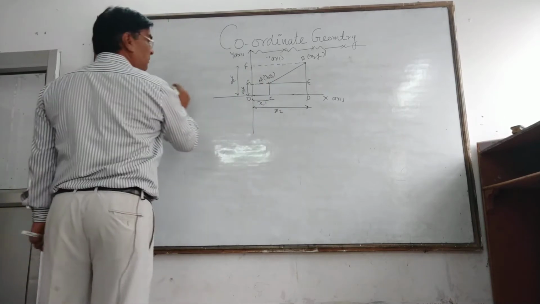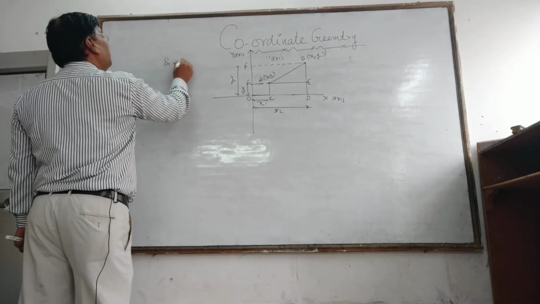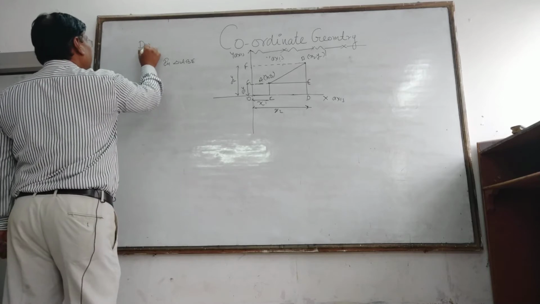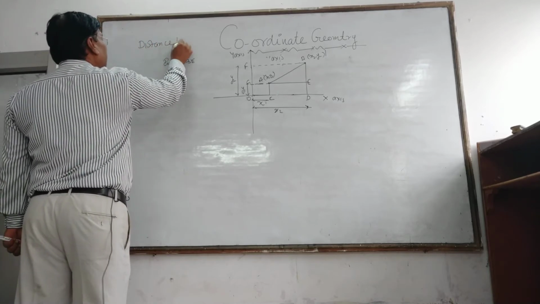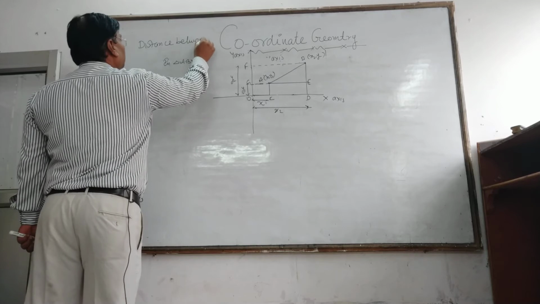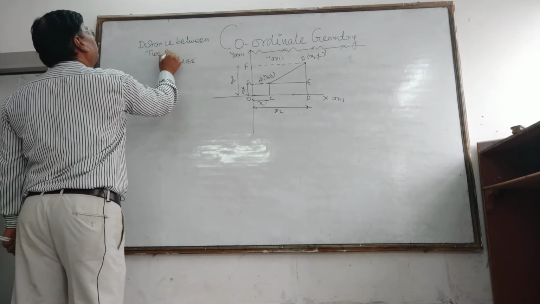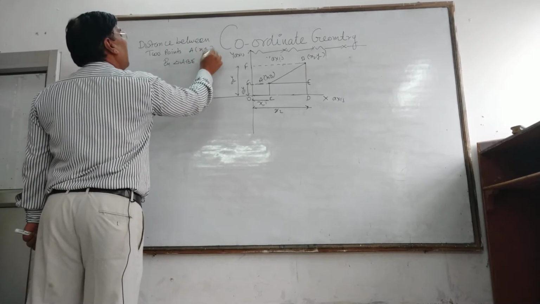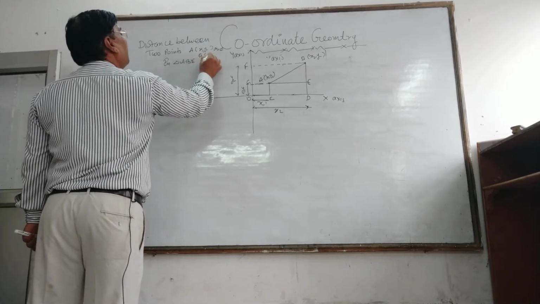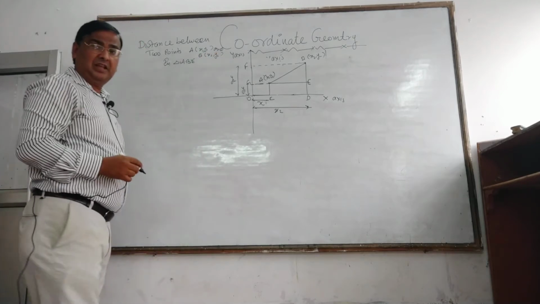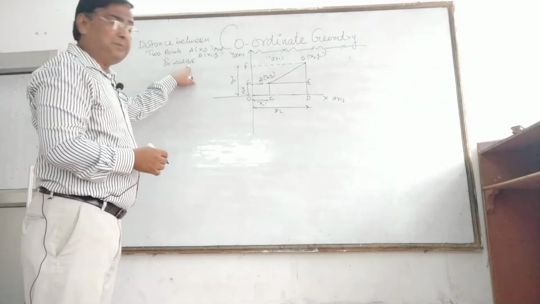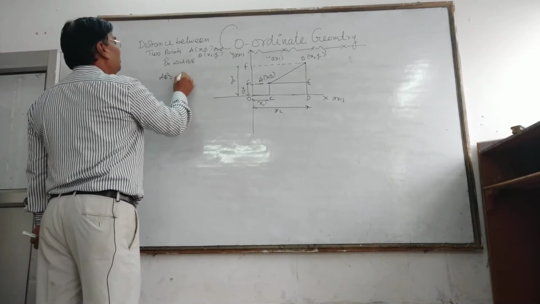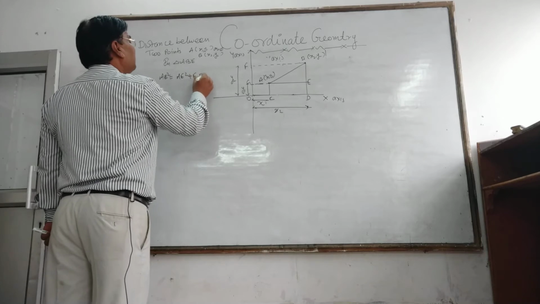In triangle ABE, you have to find the distance between 2 points, A (x1, y1) and B (x2, y2). Look here, in triangle ABE, by Pythagoras, AB square is equal to AE square plus EB square.